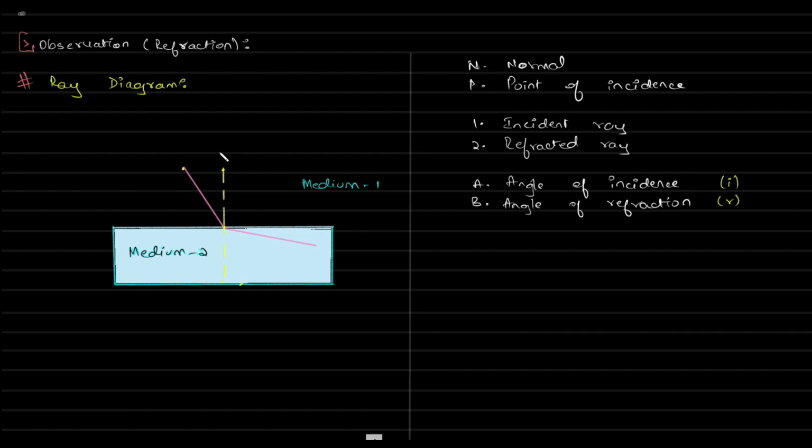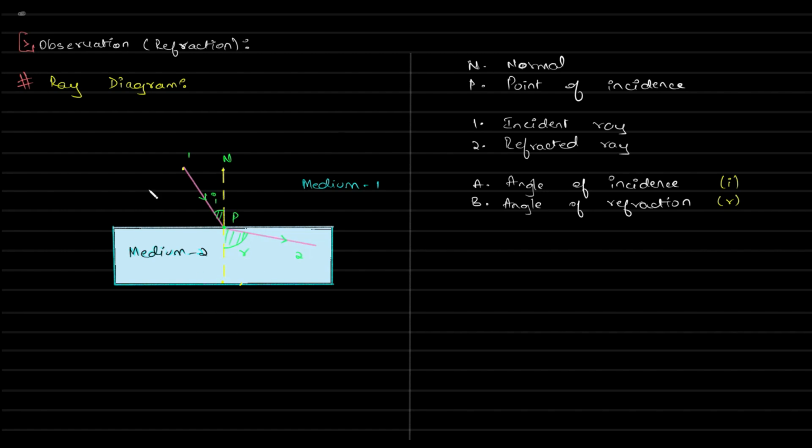Again, we'll repeat. So we have the words normal, point of incidence, incident ray, refracted ray, angle of incidence, angle of refraction. This is your angle of incidence, and this is your angle of refraction. These are the words that we need to know. Very simple. Instead of reflection, we have refraction. And yes, here I and R are related in a different manner, not the same as the law of reflection. It's not the same thing.